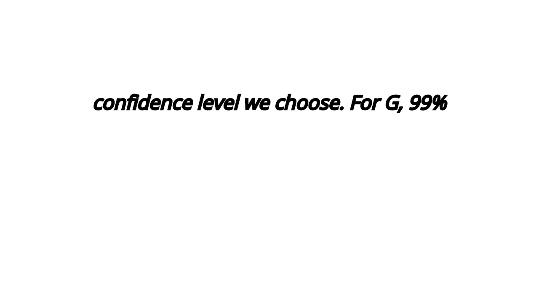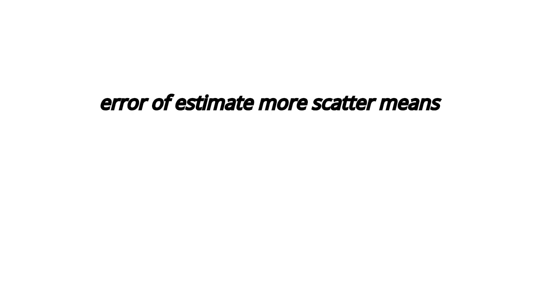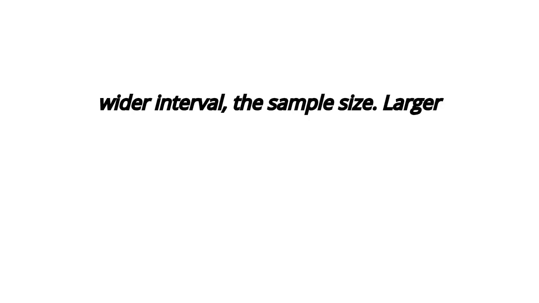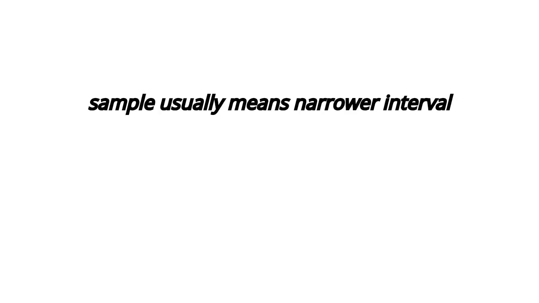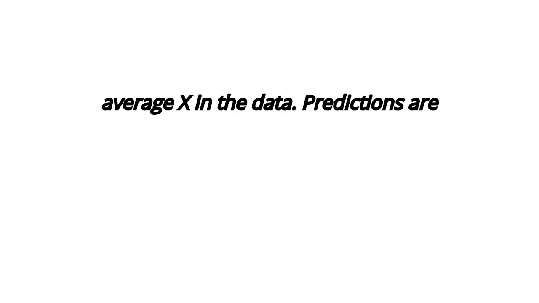The width depends on the confidence level we choose. For example, 99% is wider than 95%. The standard error of estimate: more scatter means a wider interval. The sample size: a larger sample usually means a narrower interval. And how far our x value is from the average x in the data. Predictions are less certain further from the center.